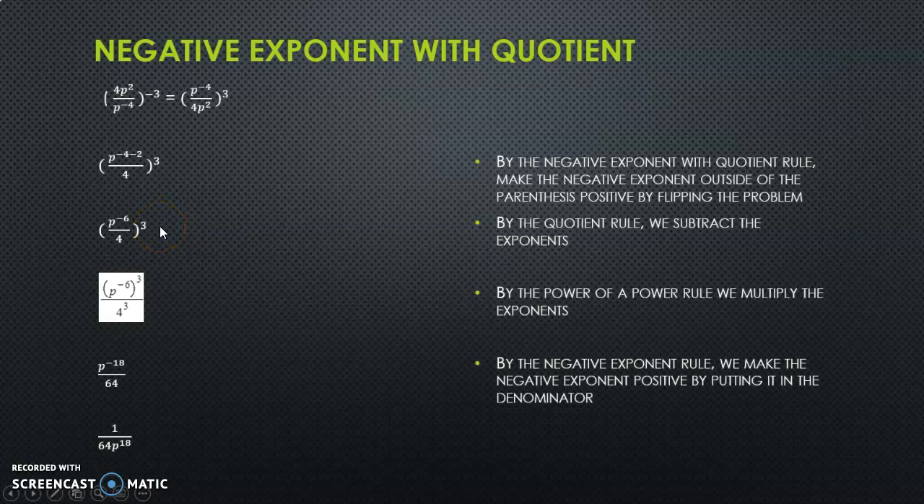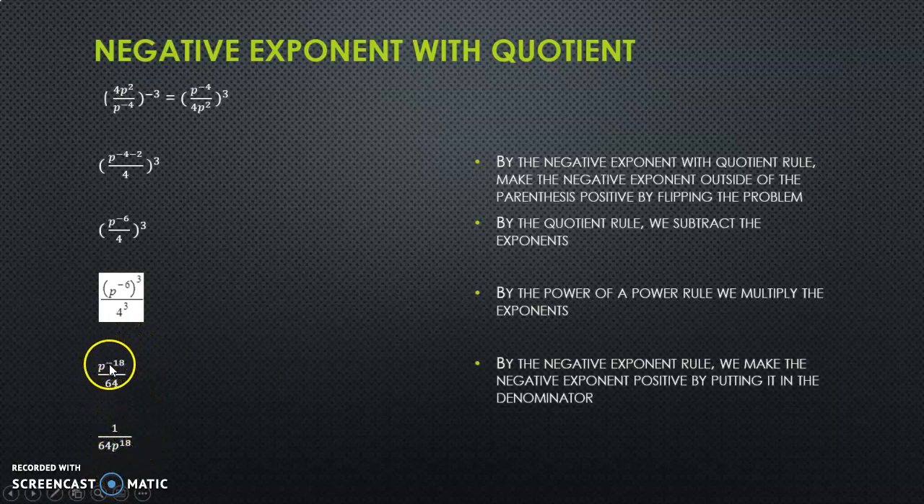Now, by the power of a power rule, we must multiply our exponents. So we have p raised to the negative 6 power, which is raised to the third power, giving us p raised to the negative 18th power. And then we have p to the third power, because we had to distribute this 3 to the 4. Now we can multiply, because we know 4 times 4 times 4 gives us 64.